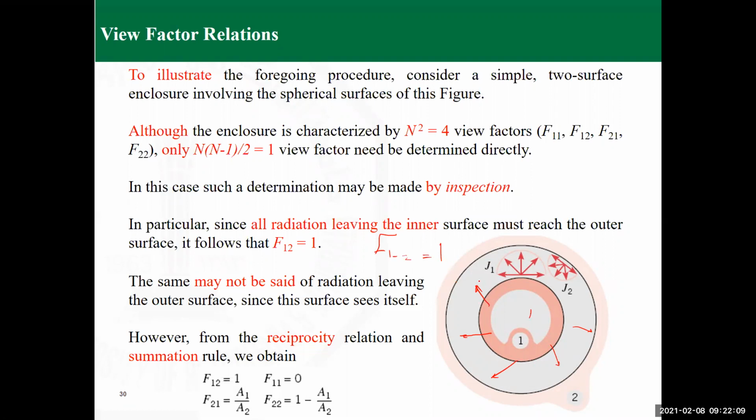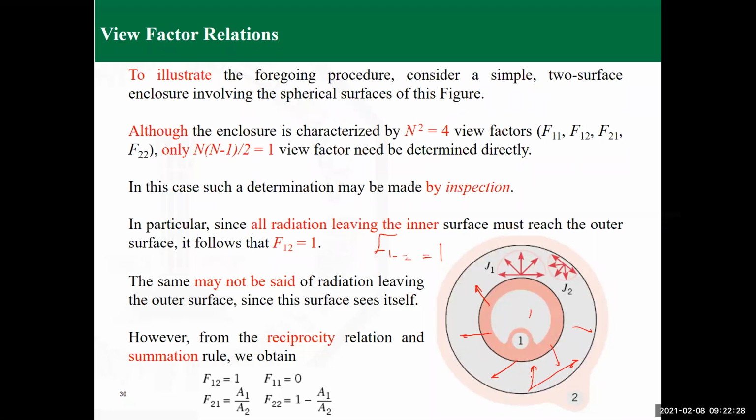But it is not vice versa, because radiation leaving surface 2 can still fall on surface 2, especially if surface 2 is at a non-uniform temperature. Accordingly, only a fraction of the radiation leaving 2 is going to fall on 1. So the radiation properties are useful here.